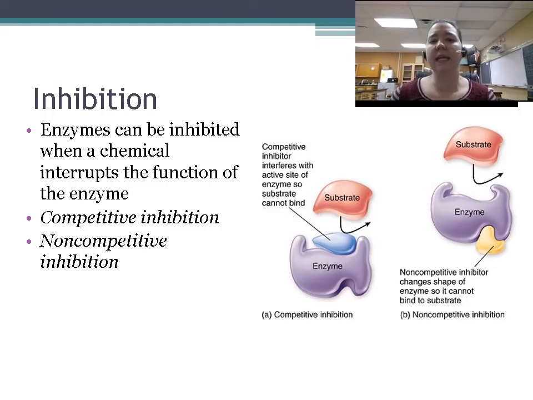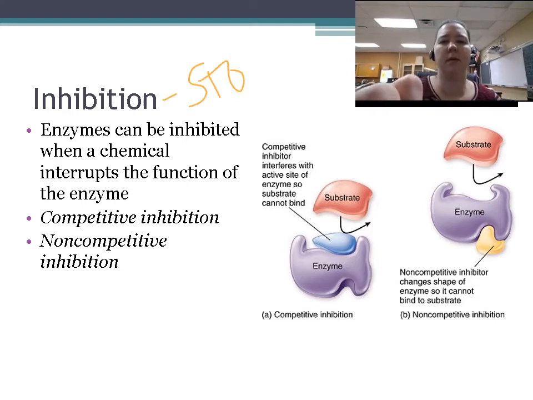Enzymes can also be inhibited. What does it mean to inhibit? It means to stop. We don't always want enzymes to work. Sometimes we want them to work, sometimes we want them to turn off, sometimes we want them to turn back on. That can be for a variety of reasons. Some of it is natural. Some of it would happen on a regular basis just as the process of your metabolism.